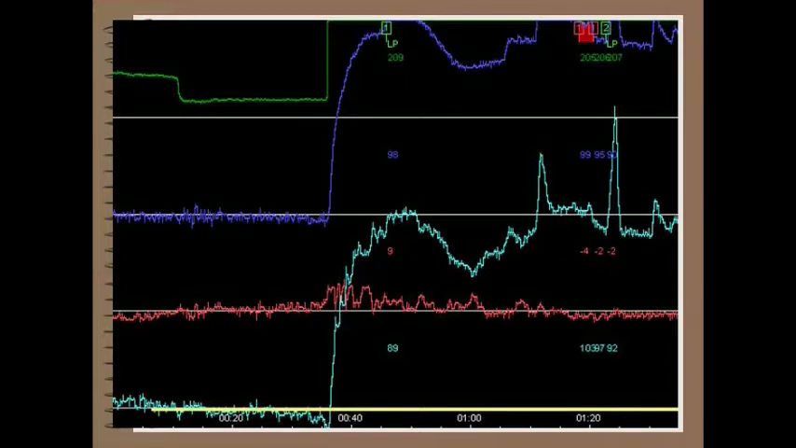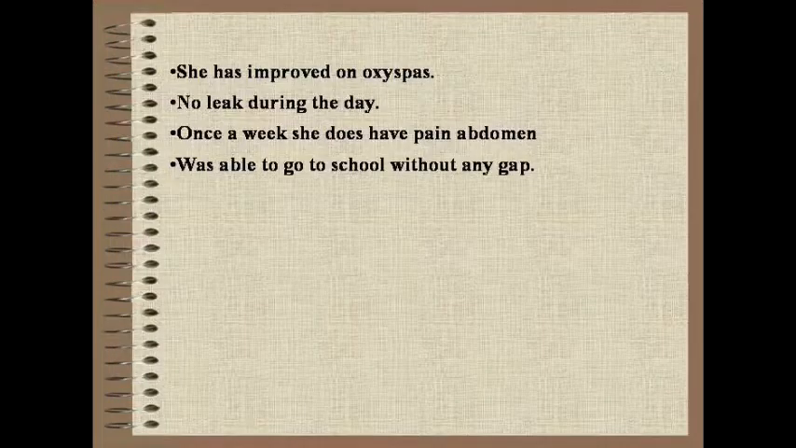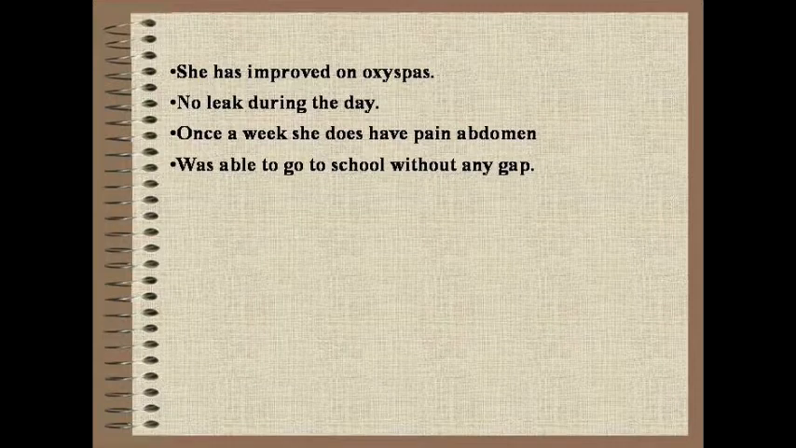Again, with 40 ml filling, the bladder would contract and empty. And she is on oxybutynin. She is able to hold the urine for about 2.5 hours and go to the toilet and empty. So she is not wet now. She is able to go to school.